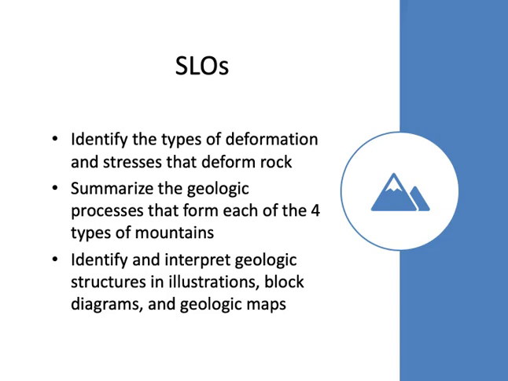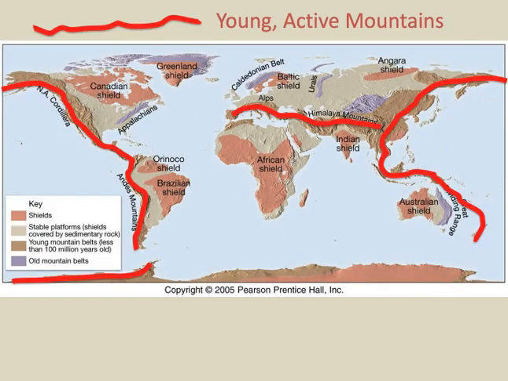Here are our big picture learning objectives. Identify the types of deformation and stresses that deform rock. Summarize the geologic processes that form each of the four types of mountains. Identify and interpret geologic structures in illustrations, block diagrams, and geologic maps. The geologically young mountains, those less than 100 million years old, are found along the margins of the continents surrounding the Pacific Ocean and along the east-west trending line through southern Asia and Europe.